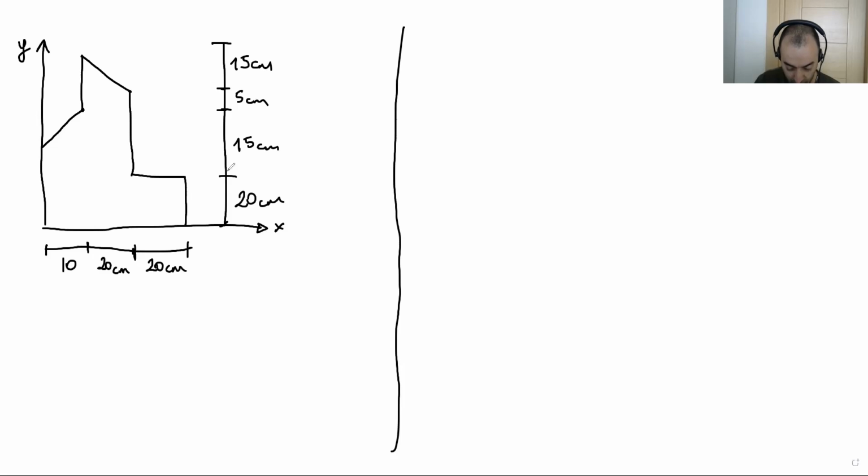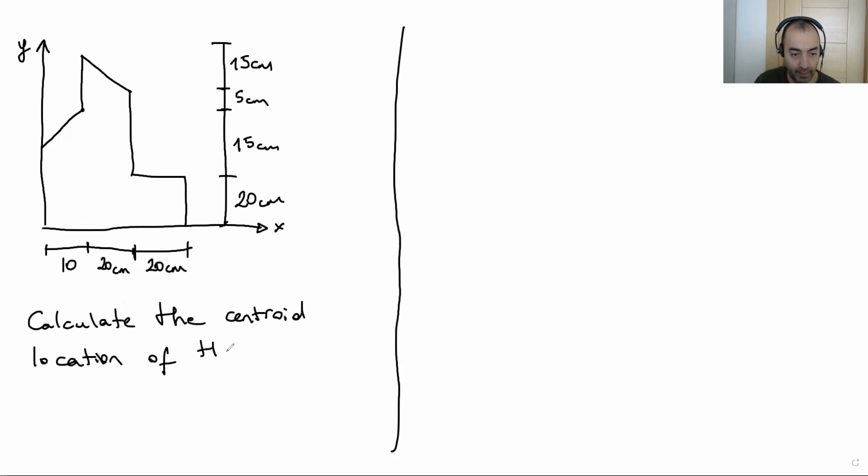Here is the question: calculate the centroid location of the given shape. Okay, we have our geometrical shape. It's like a complex shape.